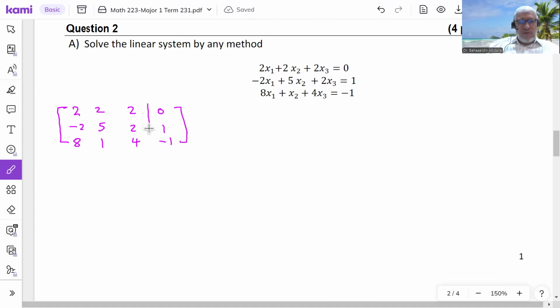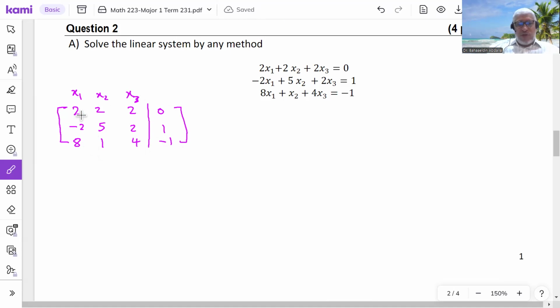I can put a vertical bar here if you want. So these are the coefficients of x1, and these are the coefficients of x2, and these are the coefficients of x3, and these are the constant numbers written on the right-hand side. And now to use Gaussian elimination, the first number, which is now 2, we should make it 1.